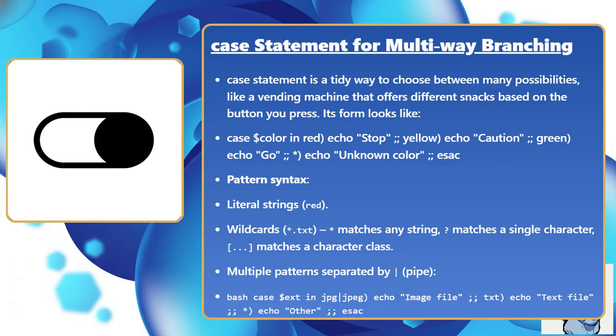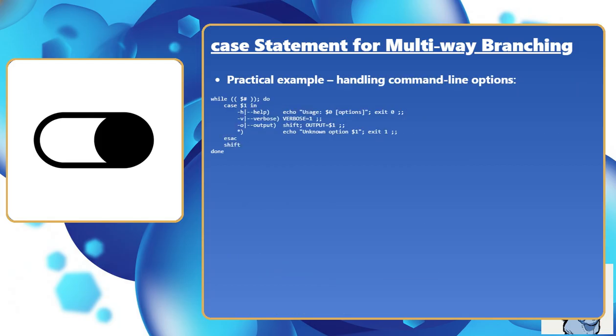While there are arguments, do case on the first argument: in -h or --help, then echo usage and exit 0; -v or --verbose, then set verbose to 1; -o or --output, then shift and assign the next argument to output; any other, then echo unknown option and exit 1; end case; shift; done.